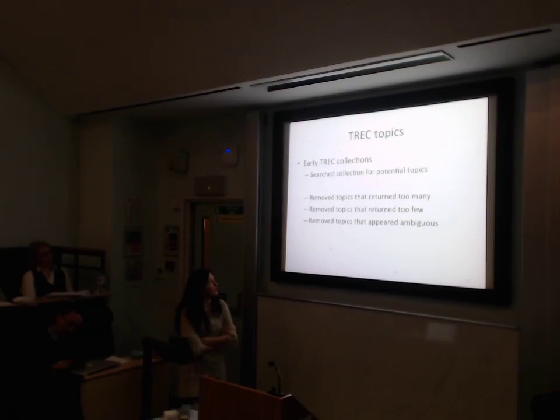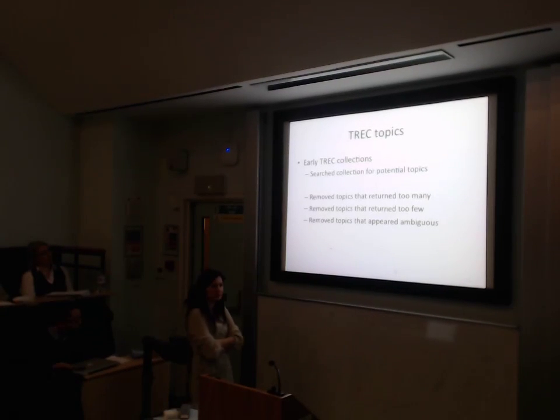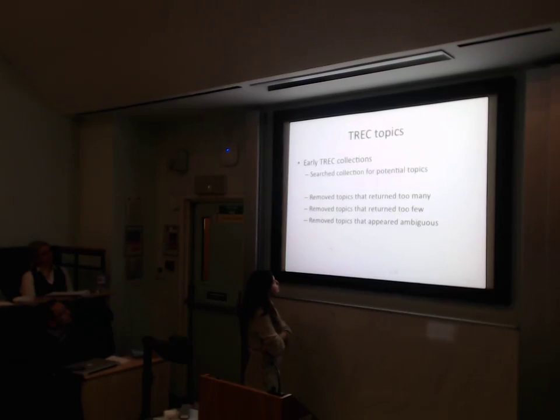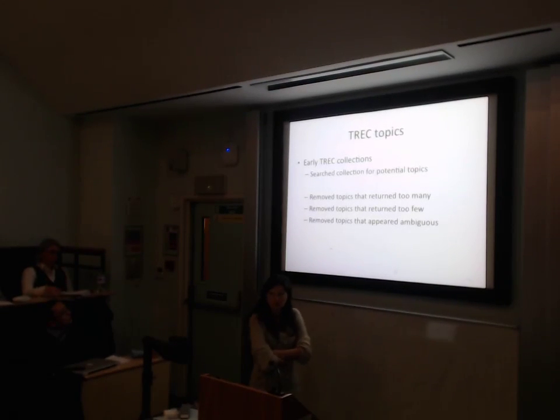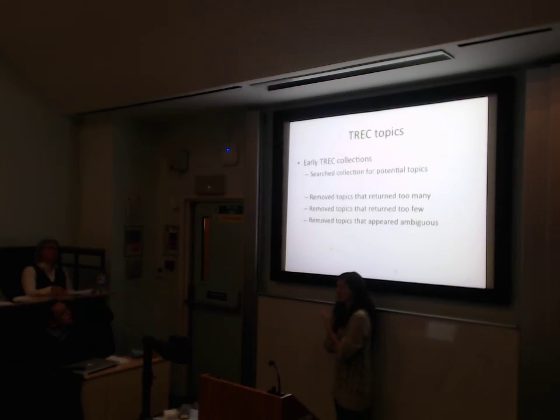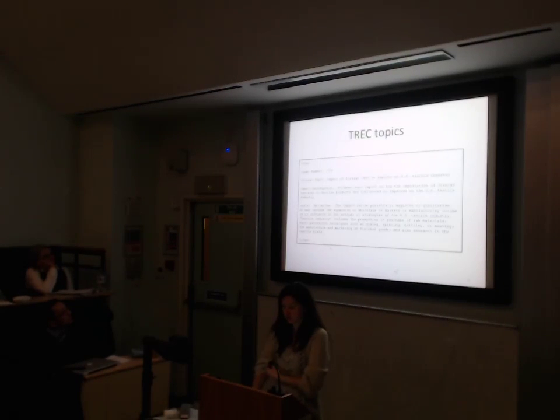Okay, so the way they would come up with these topics was basically first search the collection for potential topics, like I talked about. And then they would remove topics or queries that return, for example, too many relevant documents, or too few relevant documents, or that appeared ambiguous to themselves. For example, it's not clear what the query is talking about, but the information need behind the query is.